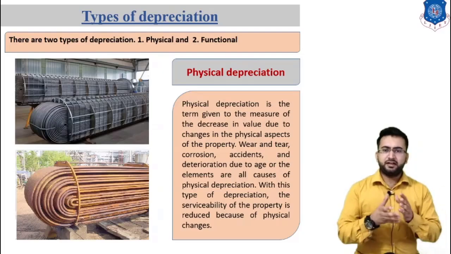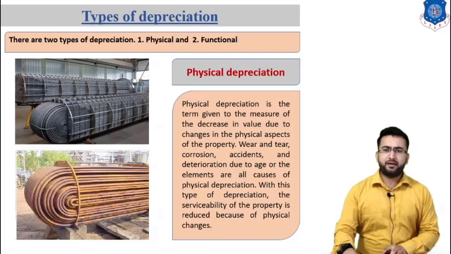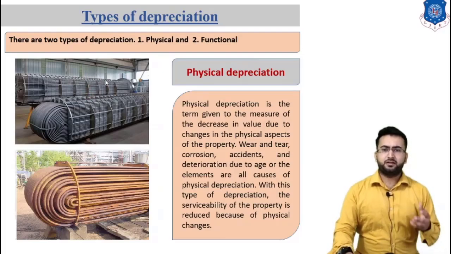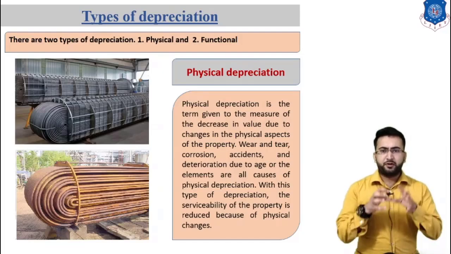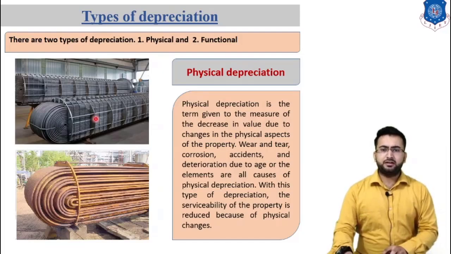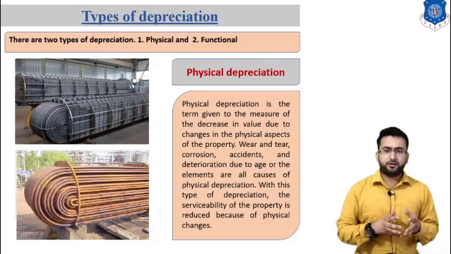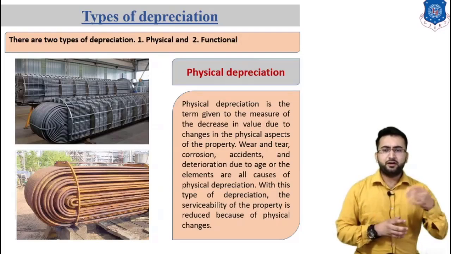To understand this, let's take one example. If we are going to buy a shell and tube heat exchanger which is worth 1 lakh rupees, after using this heat exchanger, due to corrosion, it cannot be used further. So if we are going to sell this heat exchanger at a price of 10,000 rupees, then there is a 90,000 difference between the buying price and the selling price. 90,000 is known as the depreciation, and this depreciation is due to the corrosion in this heat exchanger. Due to this corrosion, this heat exchanger cannot be used further.